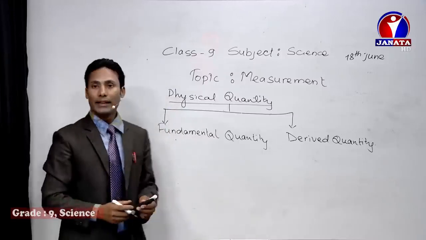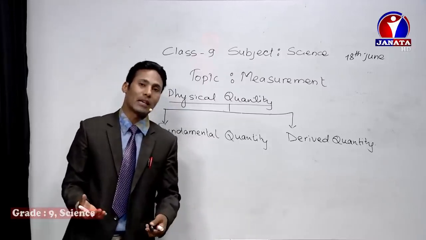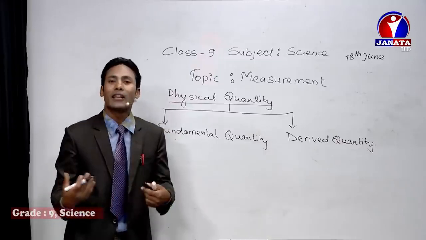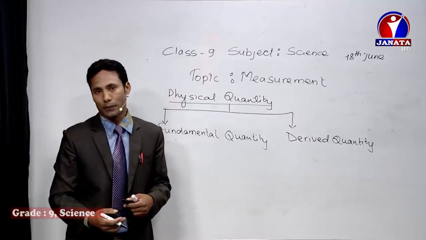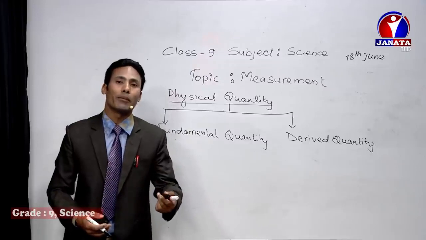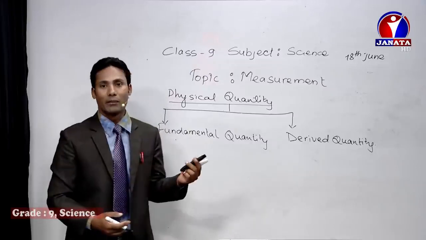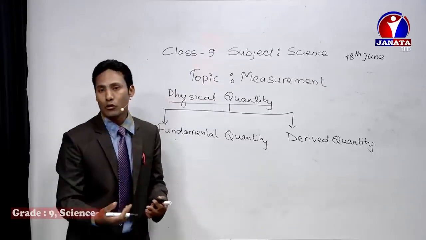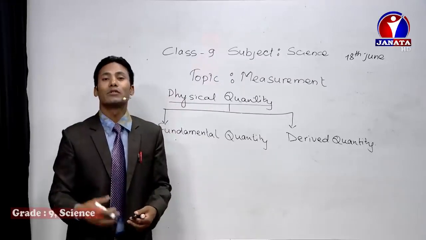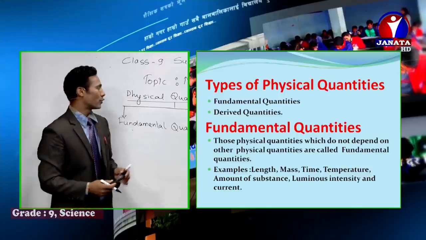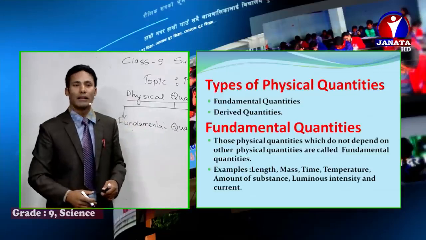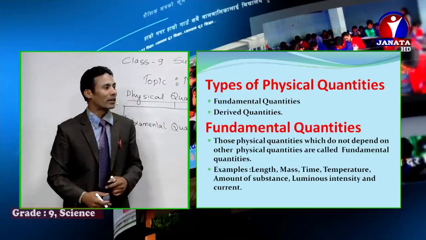For example, length. Can you explain length in terms of mass? We cannot, right? Similarly, length cannot be explained in terms of volume either. That's why length is independent and does not depend upon others, so it is called a fundamental quantity. Similarly, mass is also a fundamental quantity, temperature is also fundamental, and electric current is also fundamental. So the quantities that do not depend upon other quantities are called fundamental quantities.